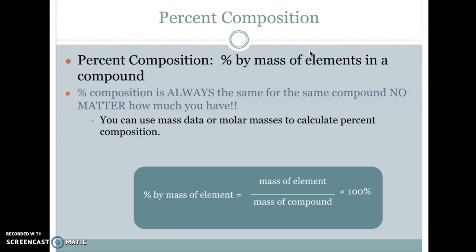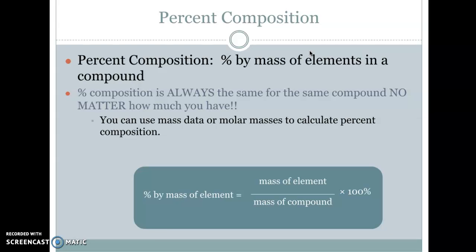Percent composition is defined as the percent by mass of elements in a compound. One thing to know is that percent composition is always the same for the same compound no matter how much you have. If you have a glass of water, it's going to be 89% oxygen by mass, or if you have a swimming pool of water, it's still going to be 89% oxygen. Those percentages will stay the same no matter how much of that material you have.